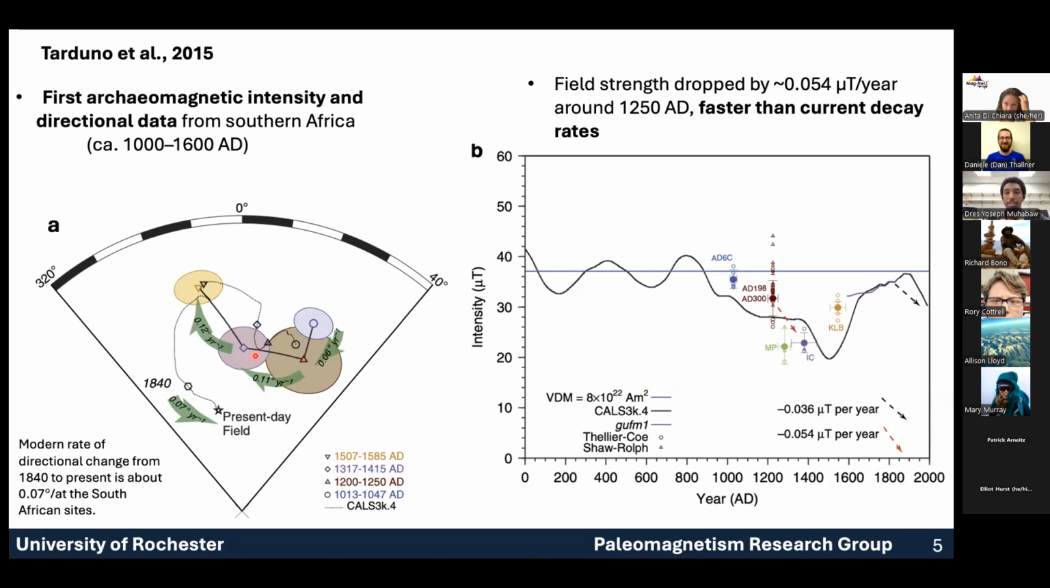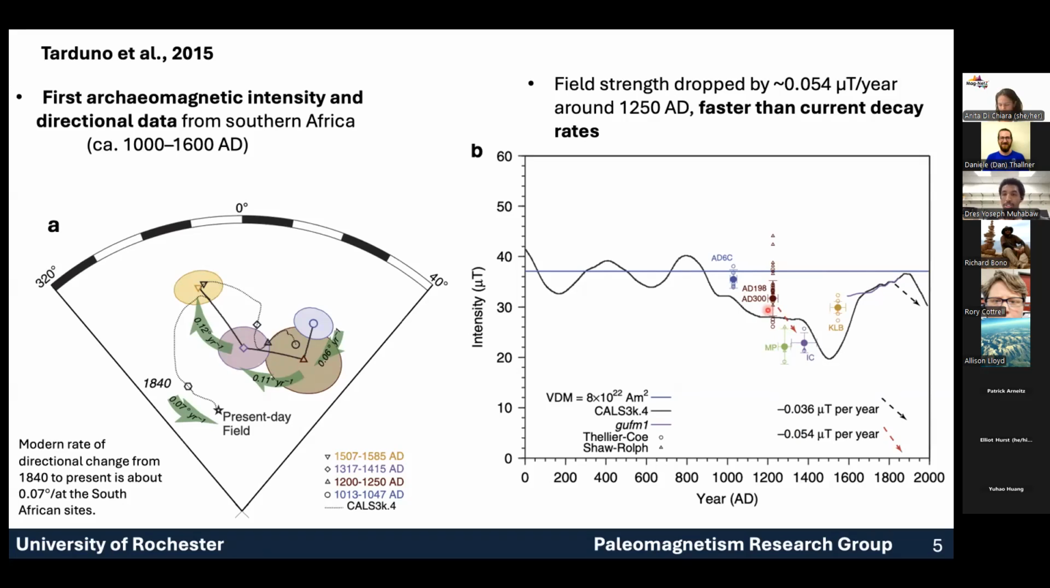So supports this, they also provide high intensity results in this time period. Basically, at about 1,250 AD, they identified a rapid decline or maximum decline of paleointensity at a rate of about 0.054 microtesla per year. Again, when we compare this intensity drop with the modern rates, which is about 0.0636 microtesla, the decline is more profound during this time period.